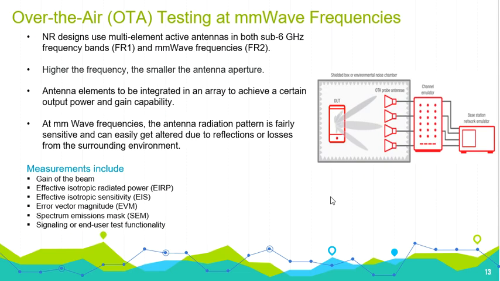In the last part of my presentation, I will discuss some of the testing issues we will face during 5G new radio network deployment, for example, over-the-air testing at high frequency. At high frequency, the antenna aperture is very small, so the antenna radiation pattern is fairly sensitive and can be altered by reflection losses from the surroundings. So when you integrate, you need to test over the air, which includes measuring EIRP, effective isotropic radiated power of the beam, error vector magnitude, and so on.